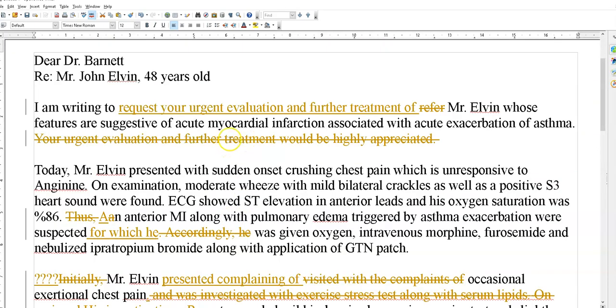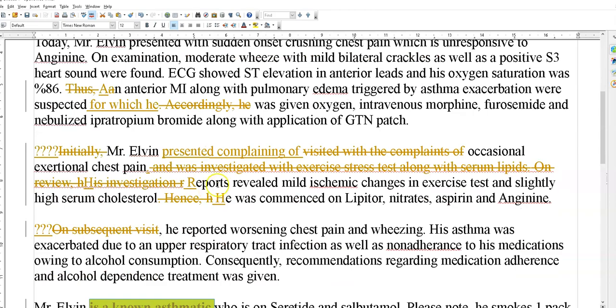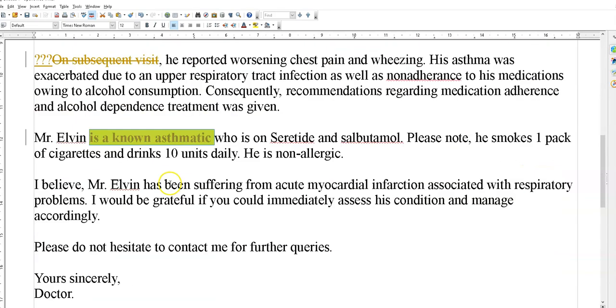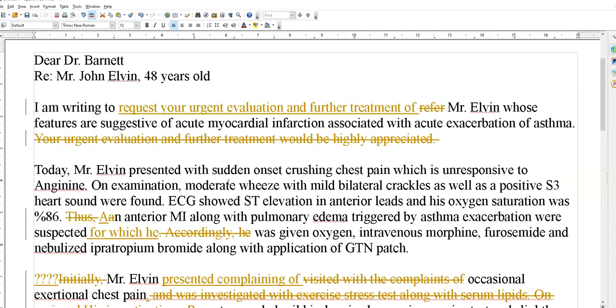So we don't need that, your urgent evaluation. As you've seen in the samples, nobody else uses it officially. And we don't need accordingly, initially, put a date. We don't need all this accordingly, consequently, thus. So, okay, yeah, so as I said, not too bad. Just a few, again, it's mainly about that writing style, really, writing style.